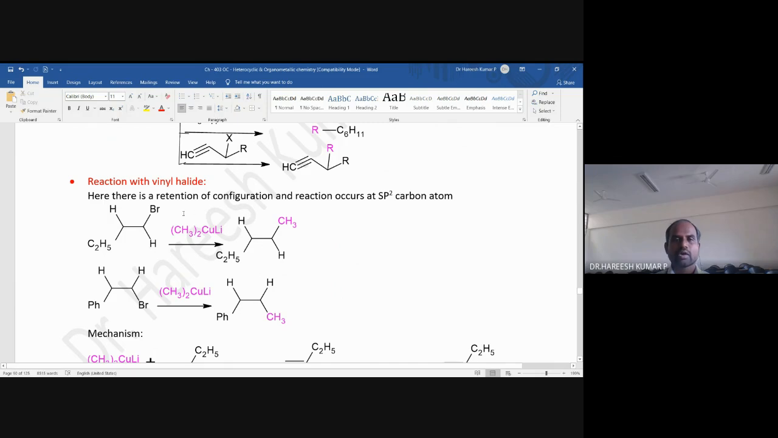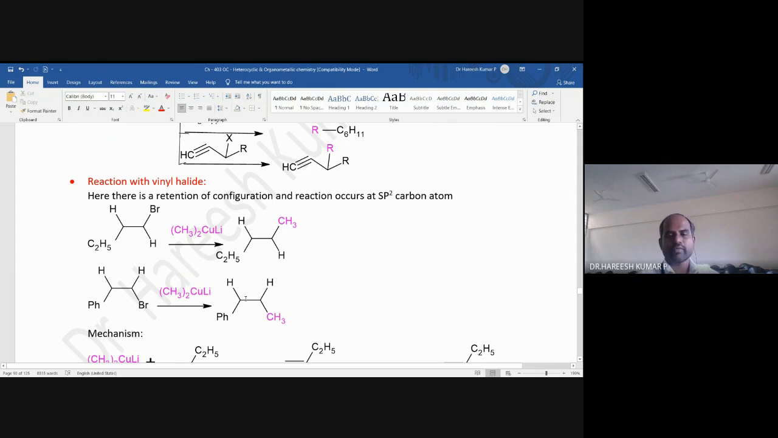So that is the reason it's called retention of configuration. Here, the small thing you need to note down is that you need to make a double bond here and also make a double bond here. So this is a cis configuration after making a double bond here. Then when it is treated with the lithium dialkyl cuprate, this bromide is replaced with the CH3 of the lithium dialkyl cuprate, and the retention of configuration is obtained.